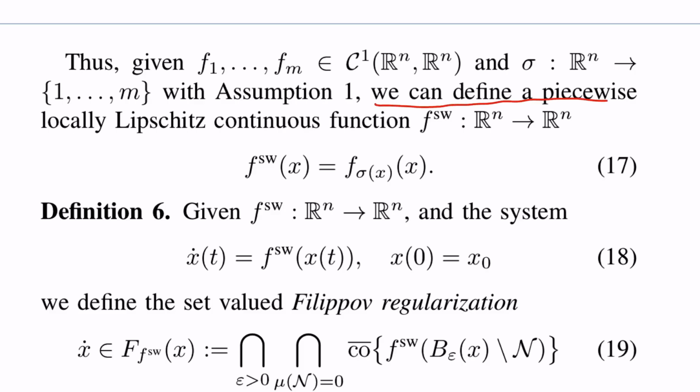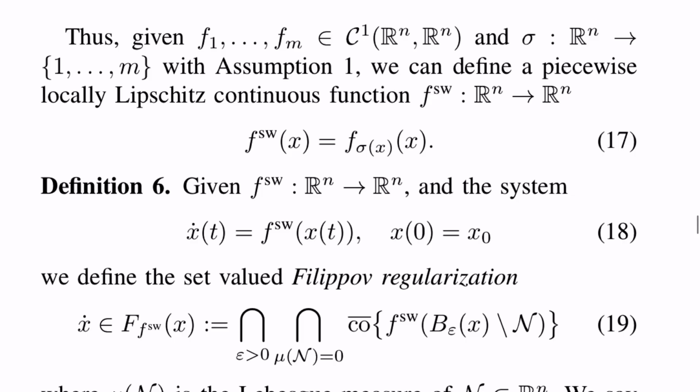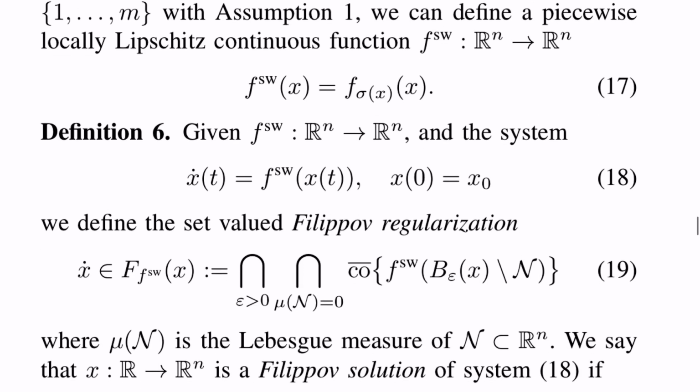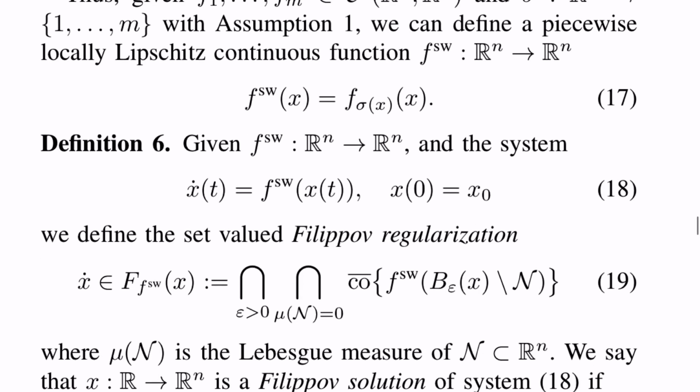We can define a piecewise, we are going to be defining something just to facilitate, so it's not that critical. We're going to be defining a piecewise locally Lipschitz continuous function, f_SW, f switching, and this is how we define it. Okay, and then this piecewise locally Lipschitz continuous function.